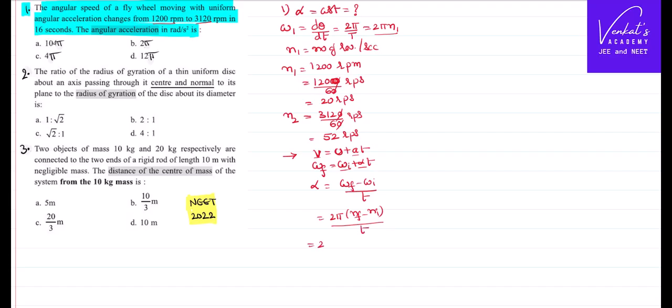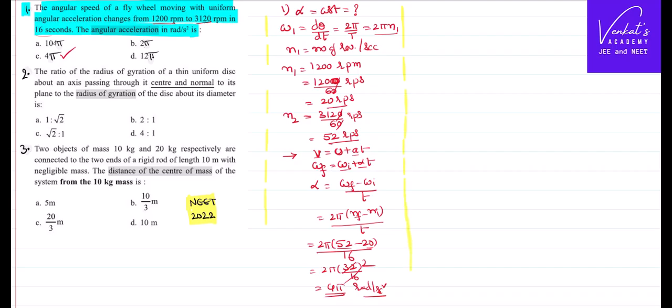So, this value is 2 pi. We found n final as 52, n initial as 20, in a time of 16 seconds, which he has given. So, this is 2 pi, 52 minus 20 is 32, by 16. 16 2s are 32. So, 2 pi into 2 is 4 pi. So, the unit is 4 pi radians per second square. That is how we get the answer for the first question. So, we solved the first question in the list.